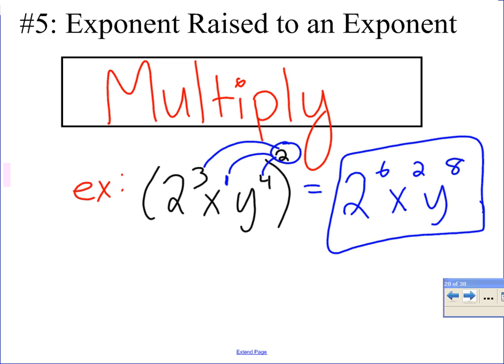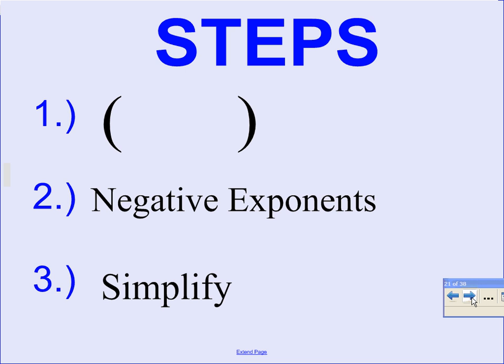Okay, those are the rules. Did you guys honestly remember those? Yeah? Okay. All right, we're going to do a couple other examples after I give you the steps here, and then I'll give you like 15 or 20 minutes to work on some exponent practice problems that you should be able to finish. So underneath those 5 rules, I want you to write down these 3 steps, okay?